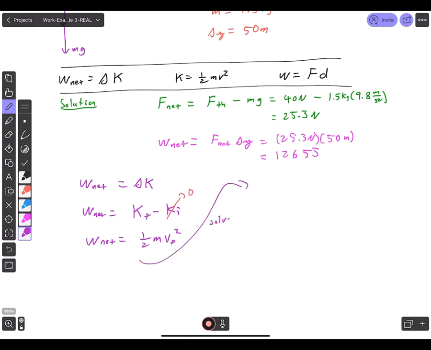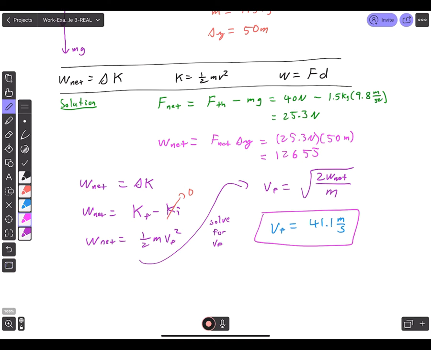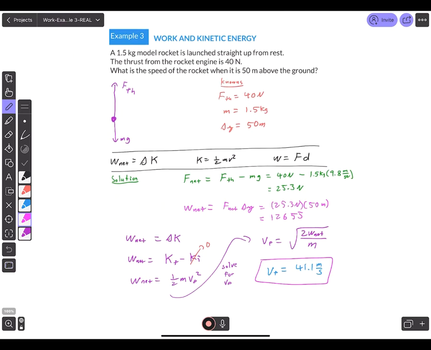So let's solve for v final, and if you invert that equation, you get that v final is equal to the square root of 2 times the net work divided by m. Now we're going to plug in our values into here. So if I plug in my values, I get 41.1 meters per second. So that's how fast it is going at the end. And that is our solution to this problem.